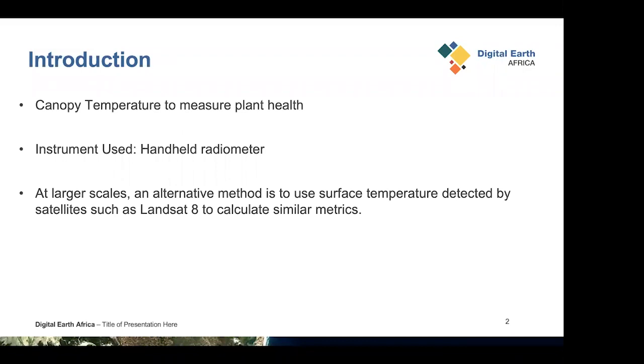At larger scale, using the handheld radiometer to go around is quite difficult. So that's when the satellite imagery comes in handy. And with this, we're able to use the Landsat surface temperature to do this measurement. And with that, it's going to help us determine areas whereby irrigation is taking place.